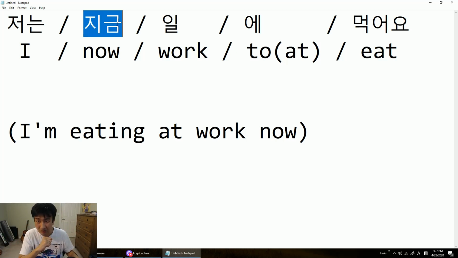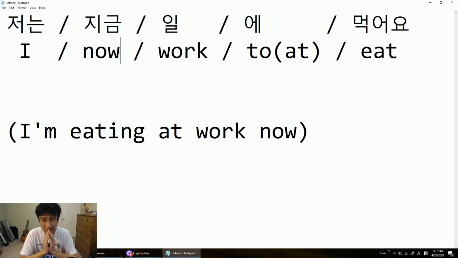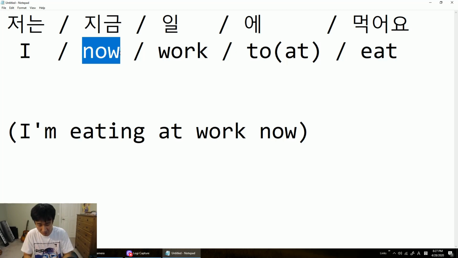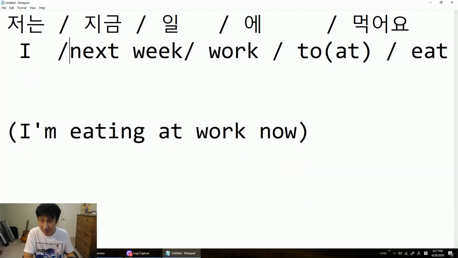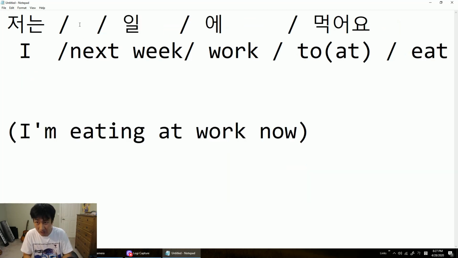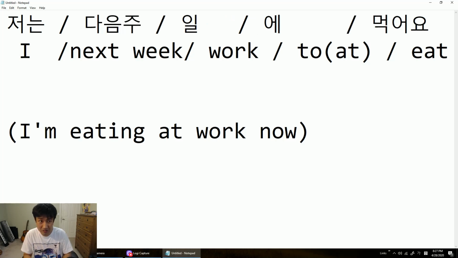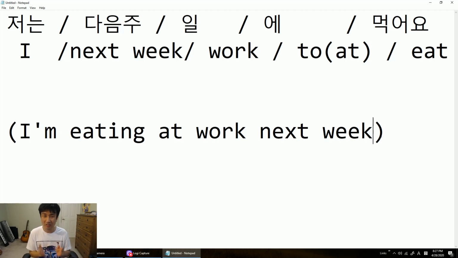And then same with this one, 지금, right? What's another similar word to 지금? Would it be like, how about next week? That's a pretty similar word. Next week. And next week in Korean is 다음 주, right? So now this part of the sentence changes to next week. So now it becomes I'm eating at work next week. And yeah, that's still grammatically correct.